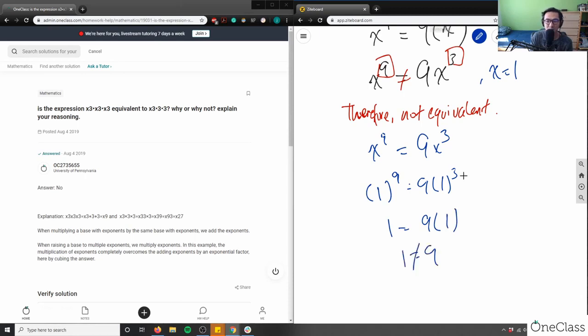1 equals 9. This is not a thing, right? 1 equals 9 is not a thing. So therefore, it's not equivalent. So that's just a little check that it's not equivalent, right? For you, if you're a skeptic about this.